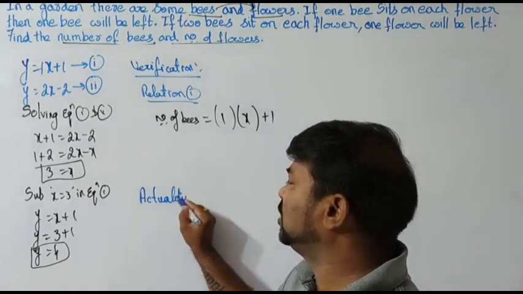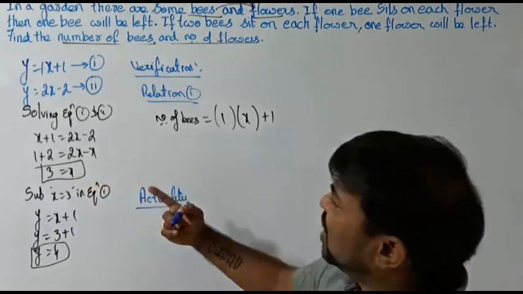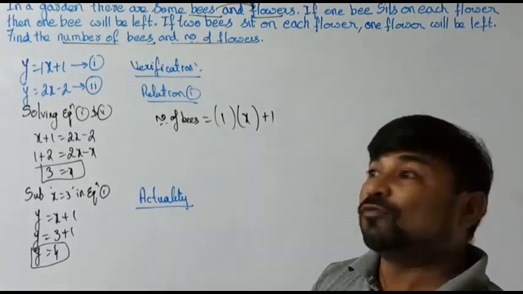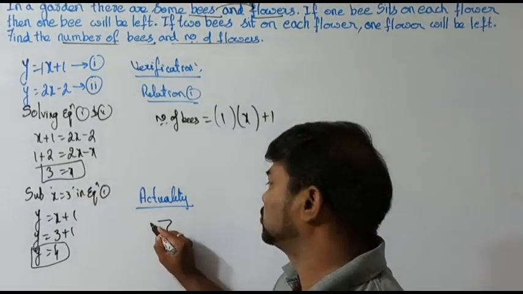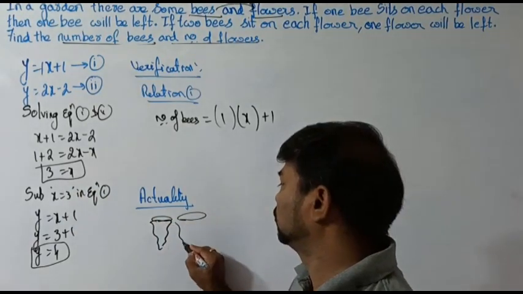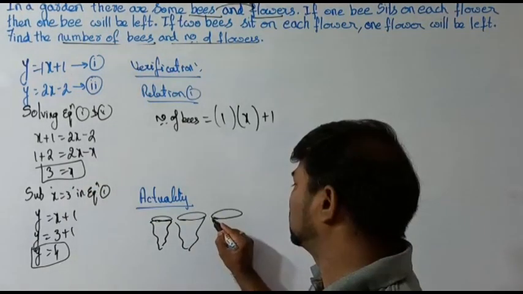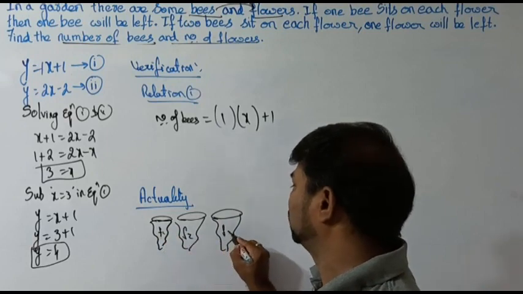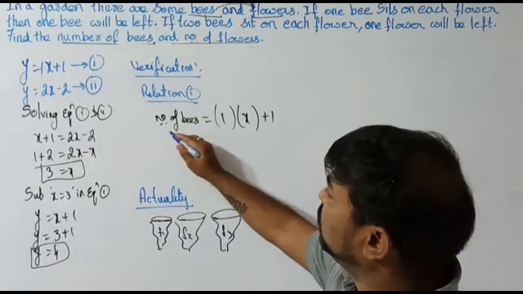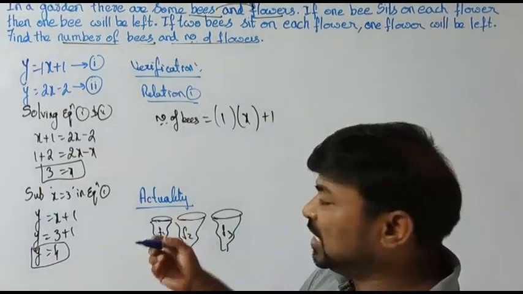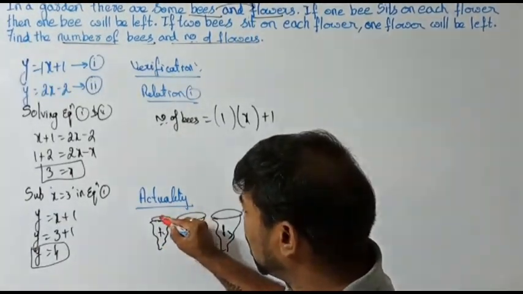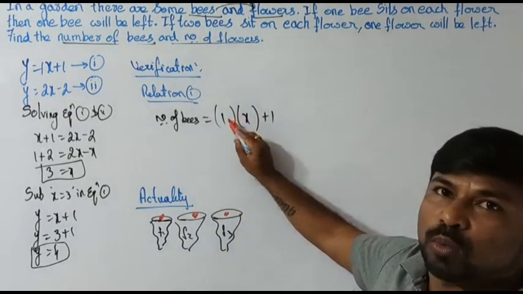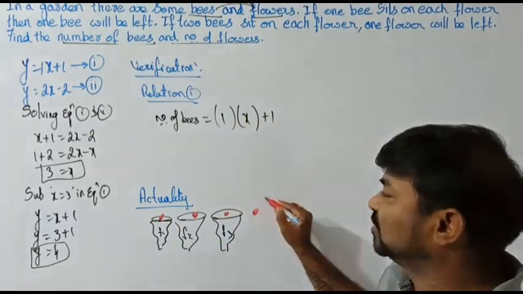So what is the actuality? What does he say? How many is x? What we thought, x is nothing but the flowers. So he is saying 3 are flowers. So 3 flowers are there: flower 1, flower 2 and flower 3. So let us check equation 1. How many bees are sitting? 1, 2, 3. If 1 bee is sitting on 1 flower, 1 bee is standing.